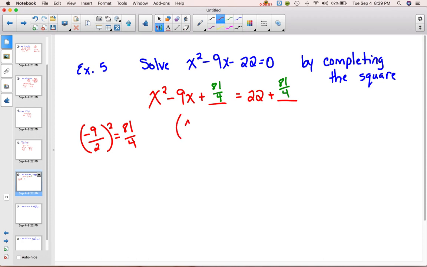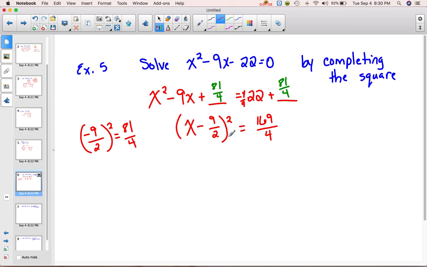So now I have x minus, and I'm going to leave it as a fraction, 9/2, quantity squared, because I completed the square now, equals, and we have to do a little calculation over here to see what we get. Actually, I'm going to do this one by getting a common denominator of fourths, multiply this by 4/4, you're going to have 88 plus 81, so you get 169/4.